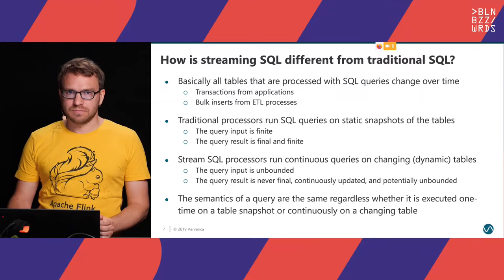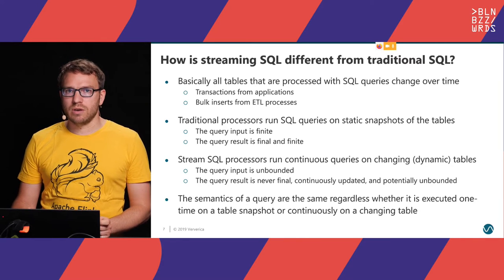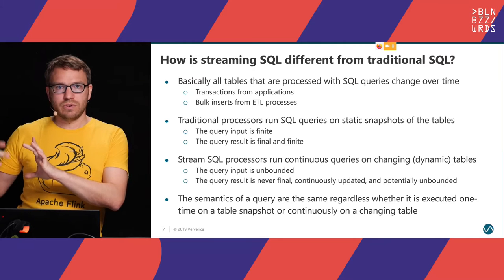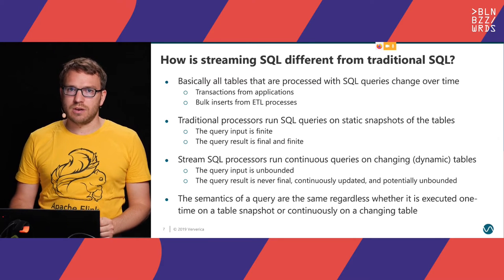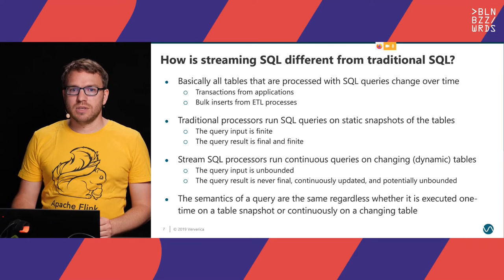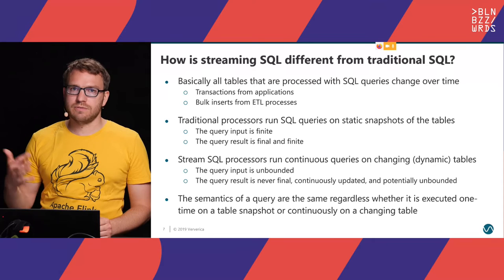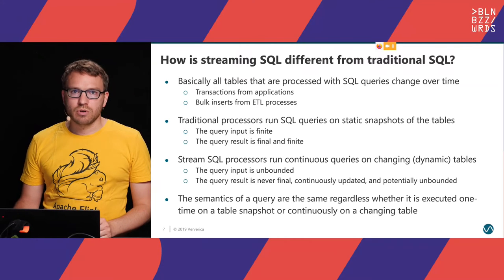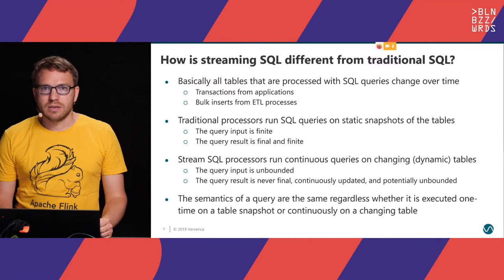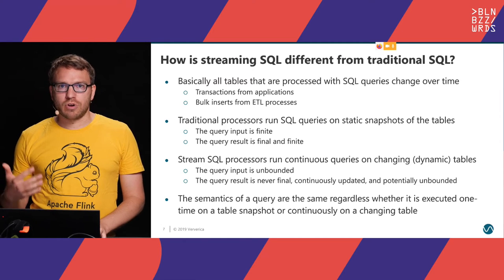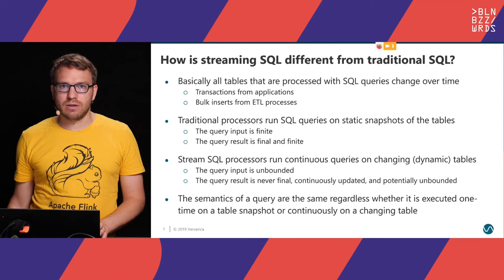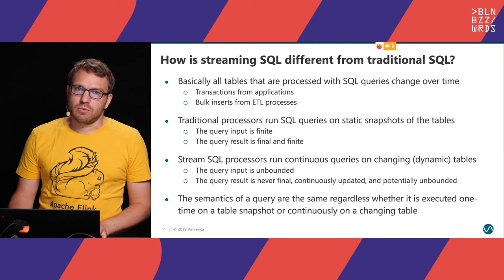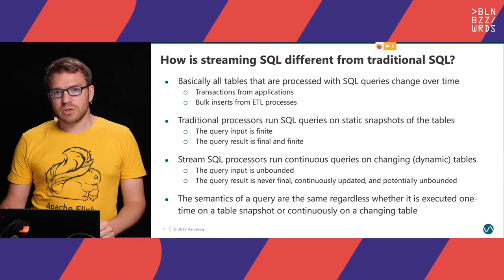And whenever you run a query on such a table, the database system will conceptually take a snapshot of the table and run the query on this static snapshot. And then once the query is done, it gives you the result of the query. This basically means that the input of the query is finite. It's like some finite amount of rows. And since the input is finite, also the query result is finite. And it also never needs to be updated because you ran a query over a snapshot of the data and you get a result for that. If you run the query later on the next day, you might get a different result because the data was changed in the meantime. Stream SQL processors work a little bit differently.